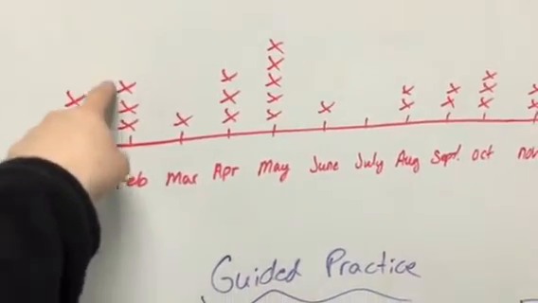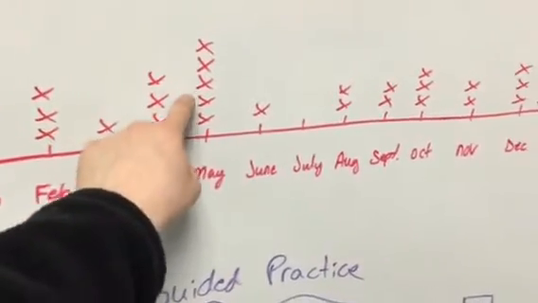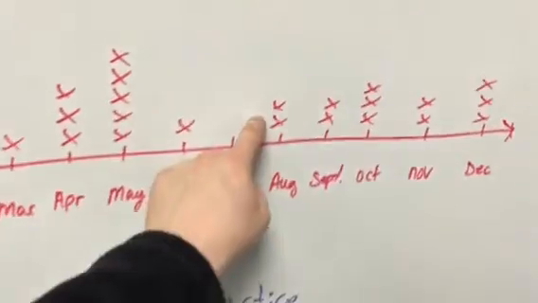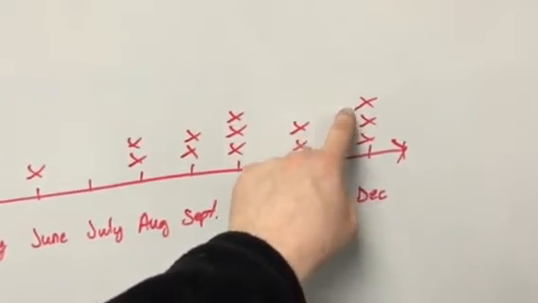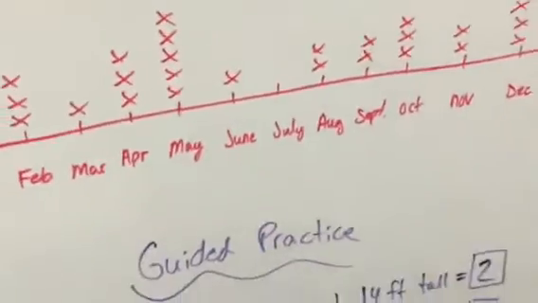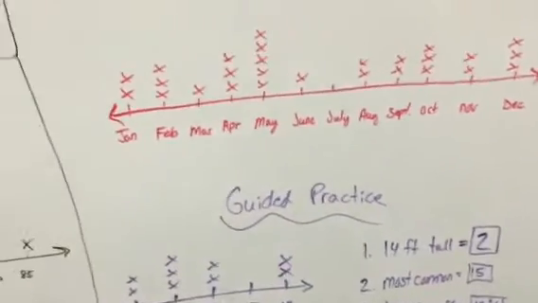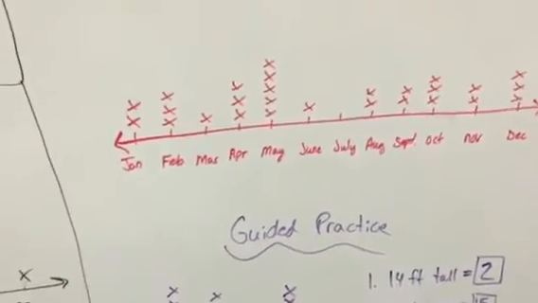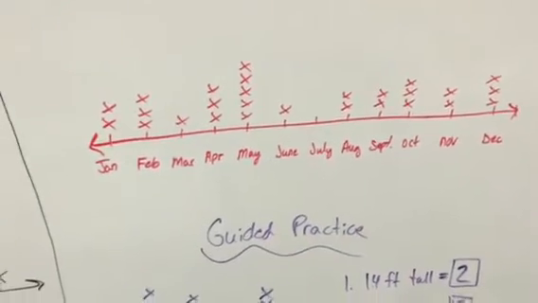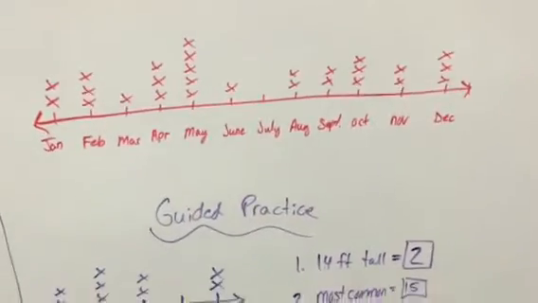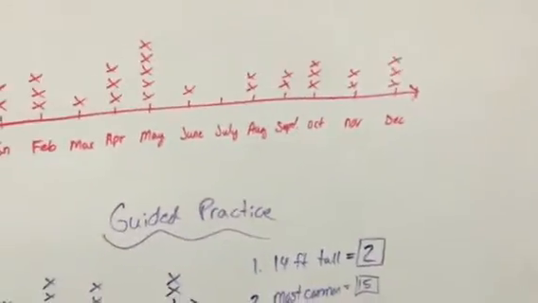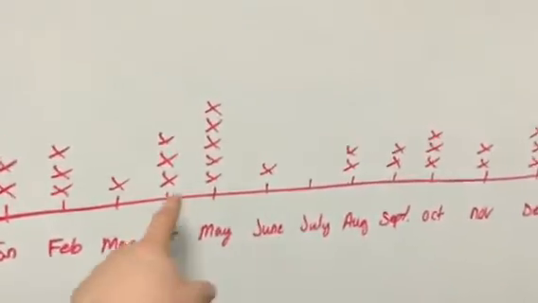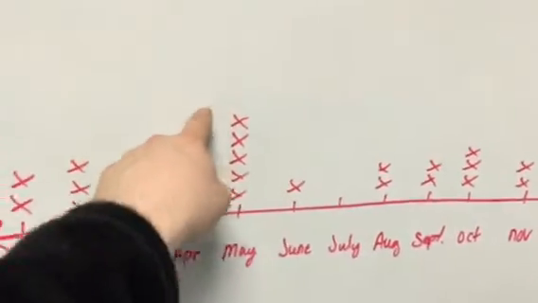We can tell how many kids are in the class by just counting. 1, 2, 3, 4, 5, 6, 7, 8, 9, 10, 11, 12, 13, 14, 15, 16, 17, 18, 19, 20, 21, 22, 23, 24, 25, 26, 27. So we know there are 27 kids in the class because there are 27 points on here. We can also say that the least number of kids have birthdays in July because there are no points there. We also could say the most number of kids have birthdays in May because we have 5 points here, which is more than any other month.